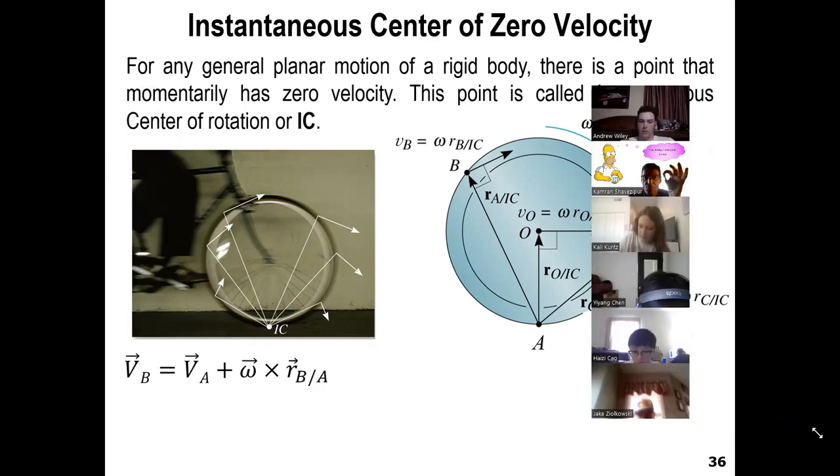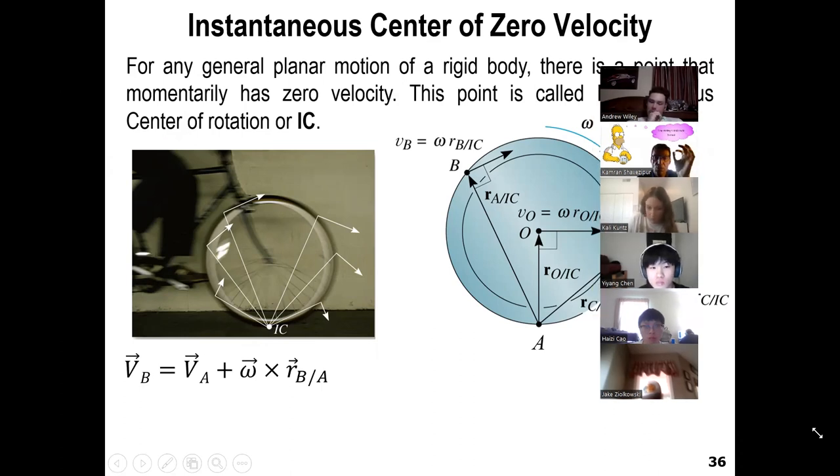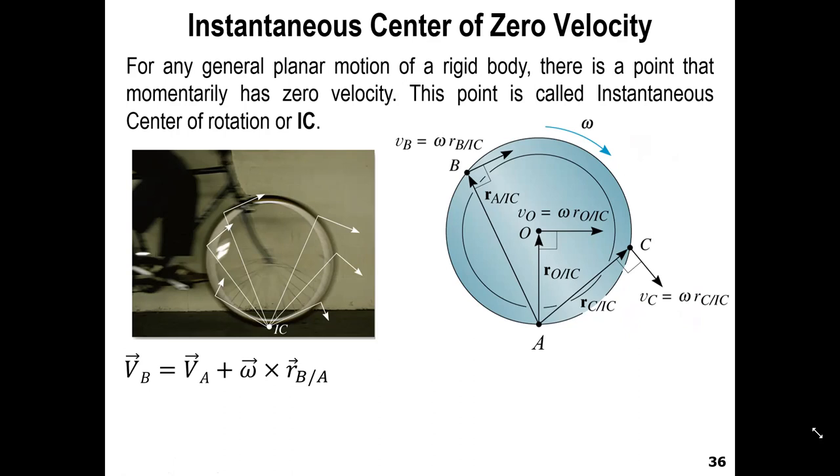So what is the velocity of the ground, by the way? Come on, guys. Zero, right? So the point of the tire that touches the ground at that particular moment has zero velocity, which means you can consider it looks like the whole thing rotates about this point. You may say, how the heck could this be possible?